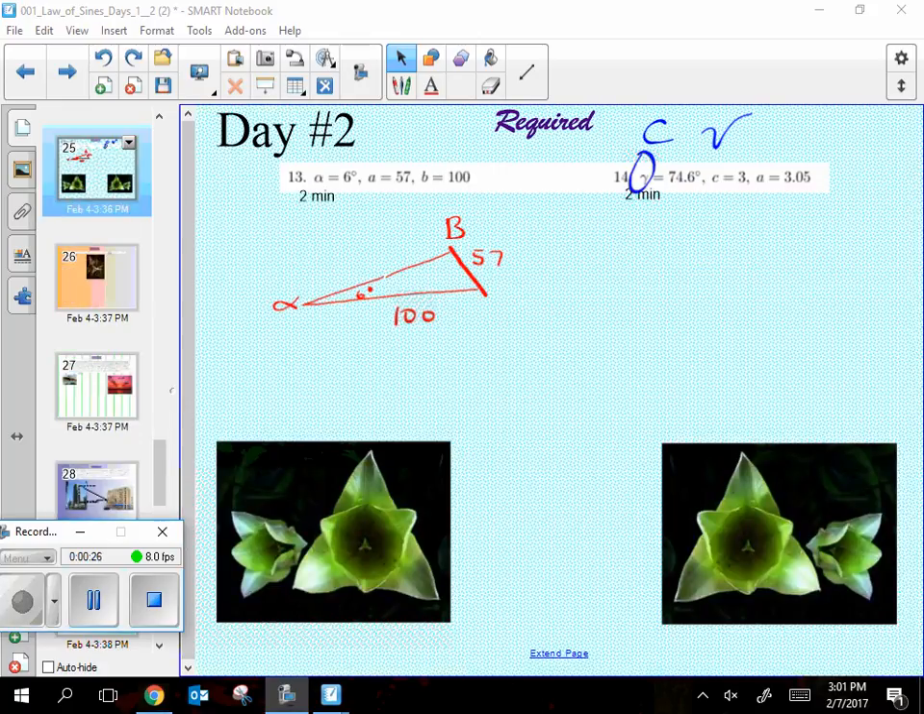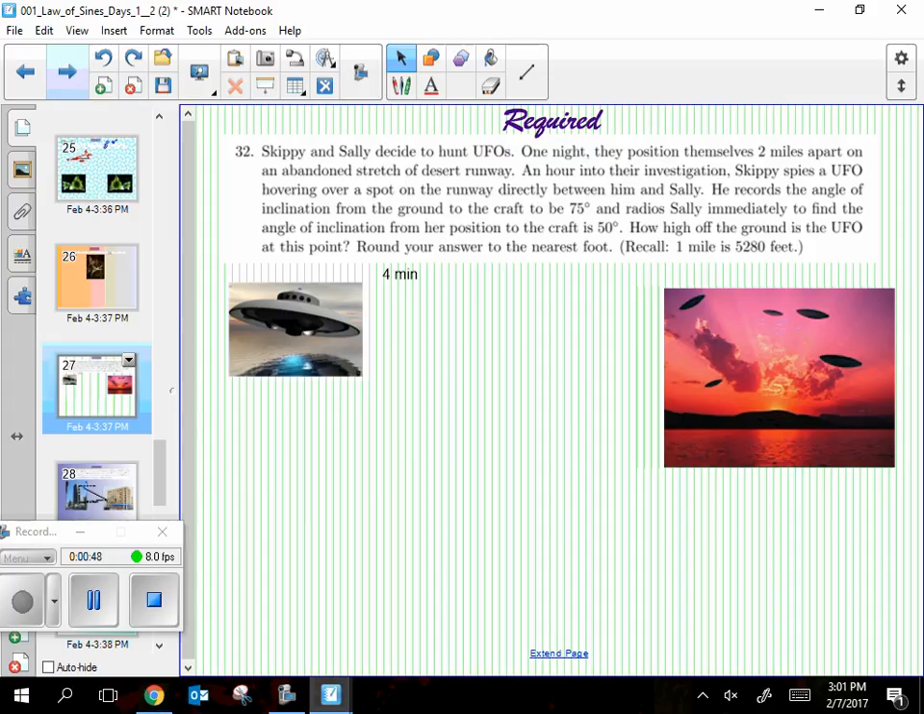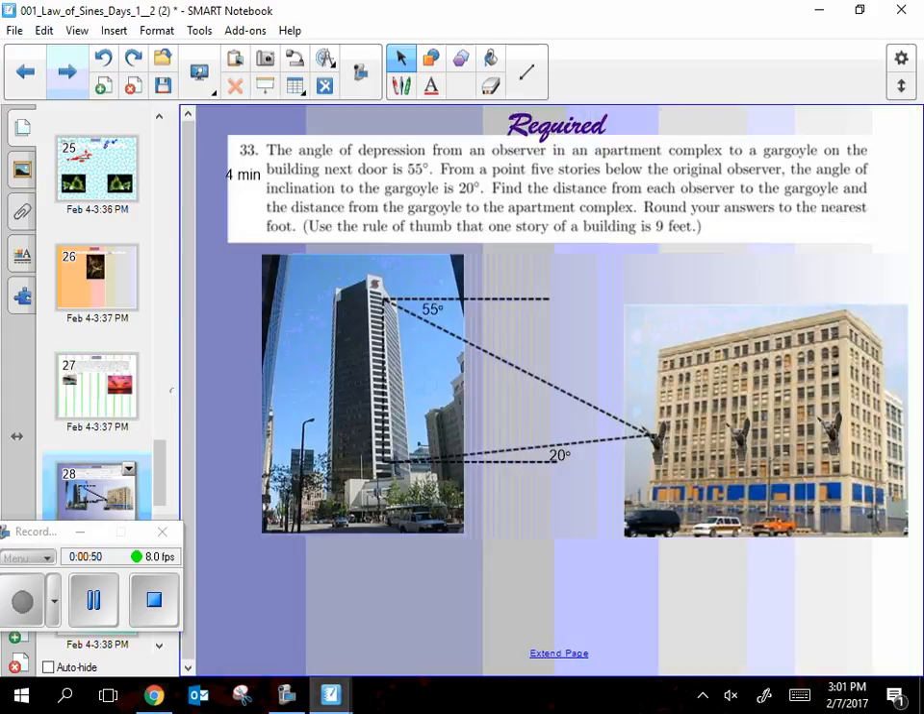Okay, they actually should do problems 13 and 14. And on number 14, I wanted to warn them that gamma was like a big C. So in other words, that angle, 74.6, goes with C equals 3, the angle on the side opposite it. And then there's another side, little a is 3.05. All right, anyway, do those two. Skip these two because we need to focus on this word problem and that word problem.